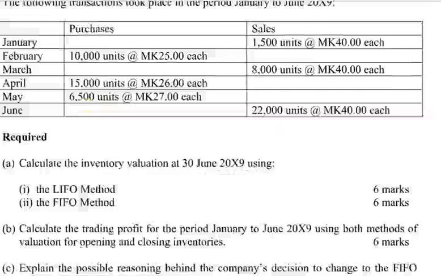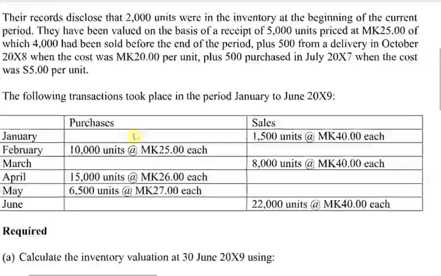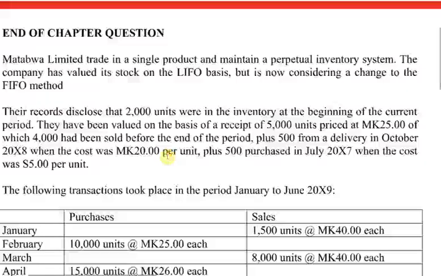So let us now look at it. The question reads, Matabwa Limited trades in a single product and maintains a perpetual inventory system. The company has valued its stock on a LIFO basis, but is now considering changing to FIFO. So they were valuing their inventory using LIFO. Now they want to change to FIFO. That's something that we have to note, right?